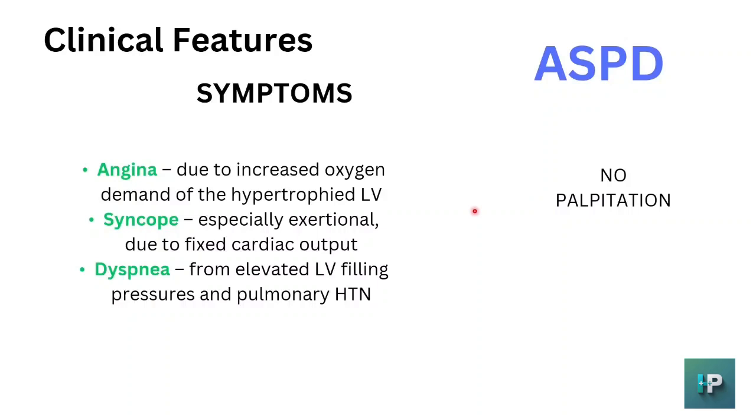And syncope, most probably, will be exertional. It's because the cardiac output is fixed by the stenotic aortic valve. This leads to ischemia of the brain that leads to syncope. And dyspnea is due to pulmonary hypertension. Due to increased pressure in the left ventricle, the pressure in the left atrium increases, which leads to pulmonary capillary hypertension, which causes pulmonary hypertension. And there will be no palpitation in aortic stenosis.